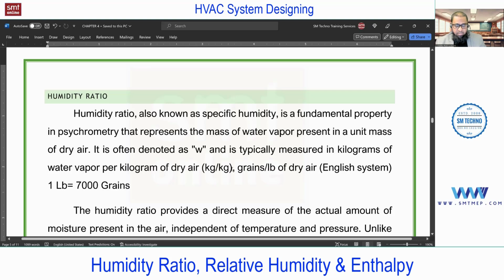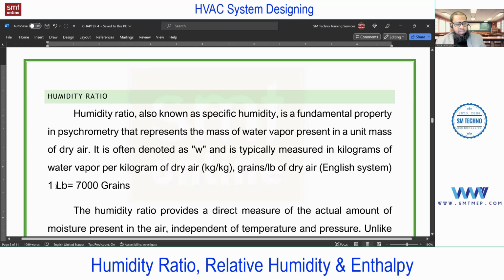This is in the metric system. Similarly, in the English system, one can use pound per pound of dry air. First pound is for moisture, second pound is for air. Or else we can use grains per pound of dry air. So remember, 1 pound equals 7,000 grains.